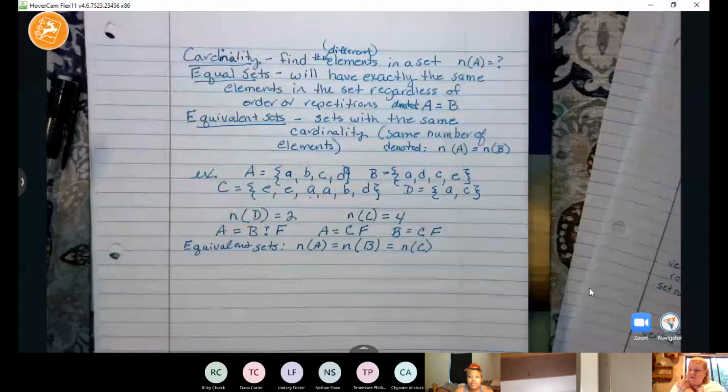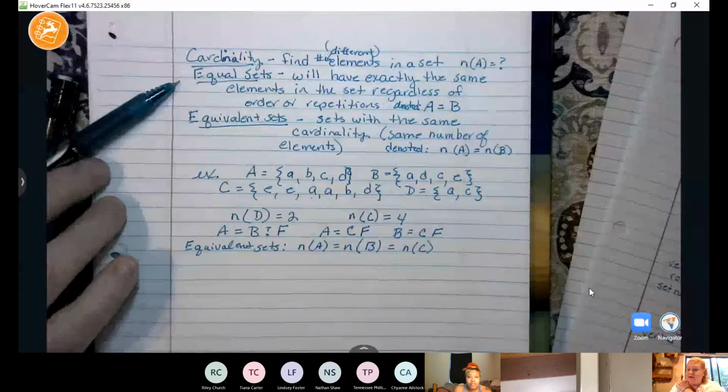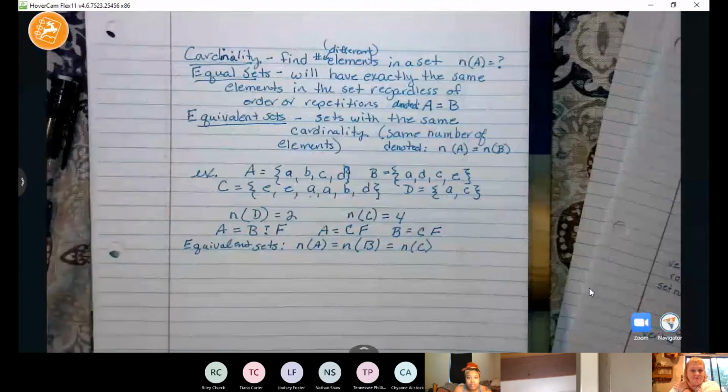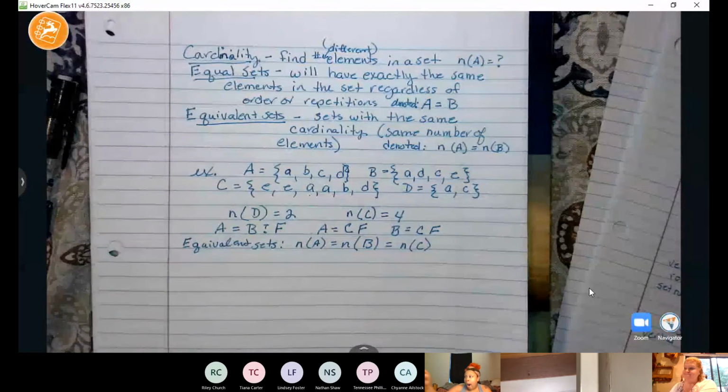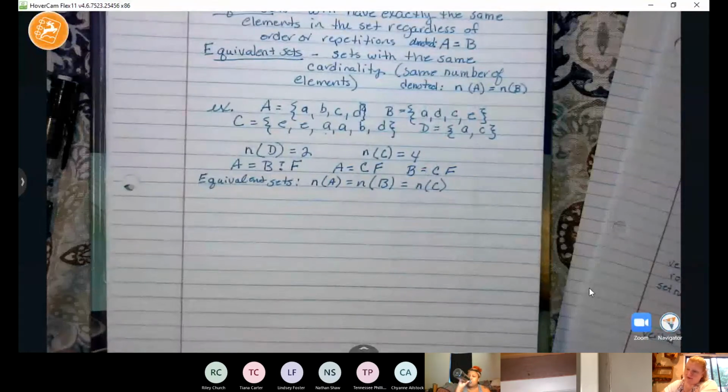Okay. Those terms, cardinality, equal, equivalent. You want to be able to use them when you're dealing with sets. Okay, we're going to move on. Do you need more examples or are we good? Okay. All right. Next term.